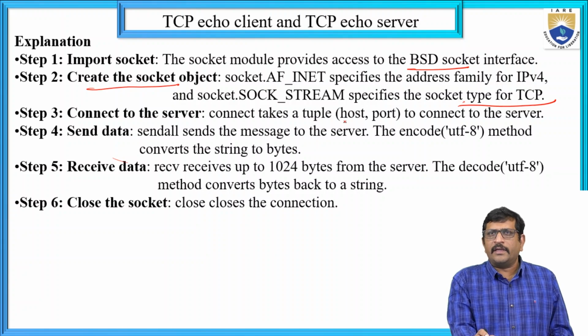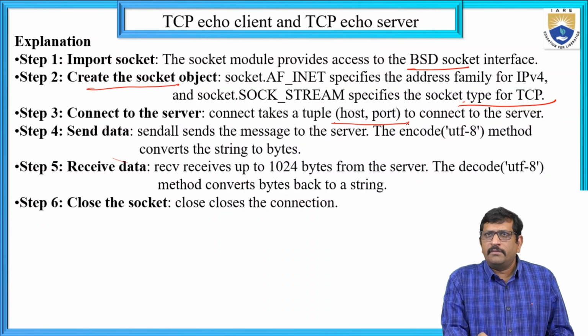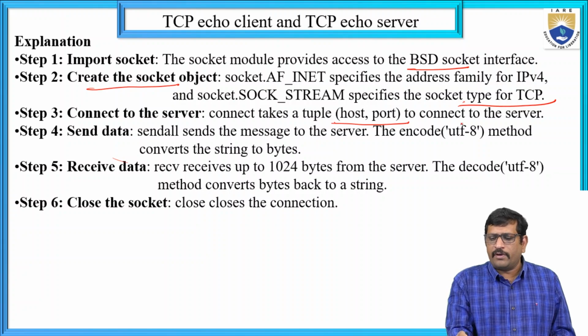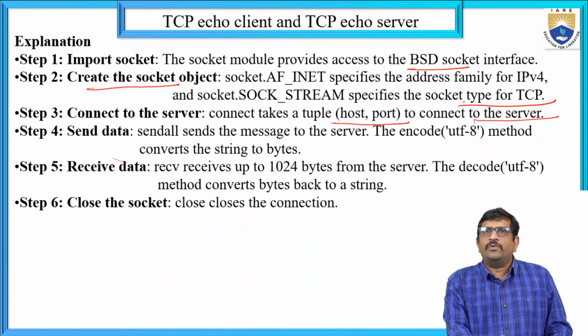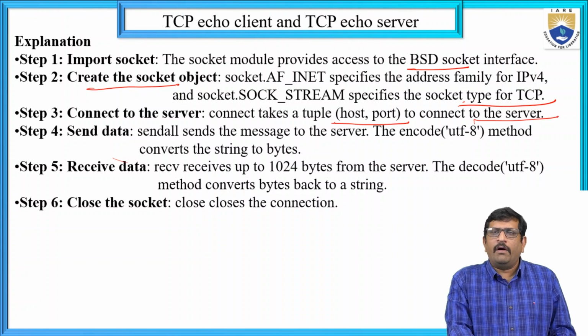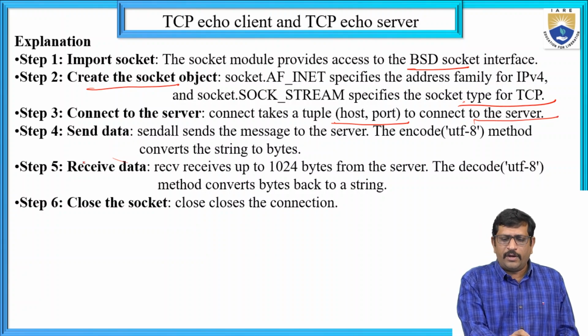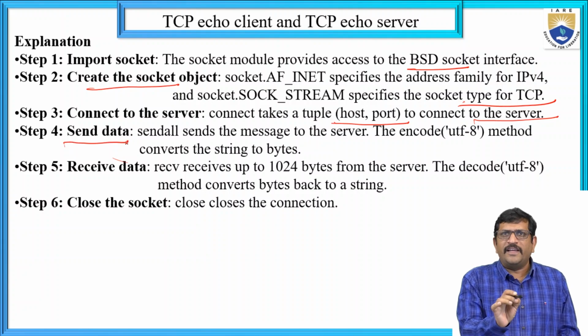How are we going to connect to the server? With the help of the host and port number, the combination of the IP address and port number. Here host and port number means we are binding the IP address and port number of the particular other device that can be connected to the server. Whatever server we have taken will be connected to that particular other server. So after connecting to the server, we send the data.